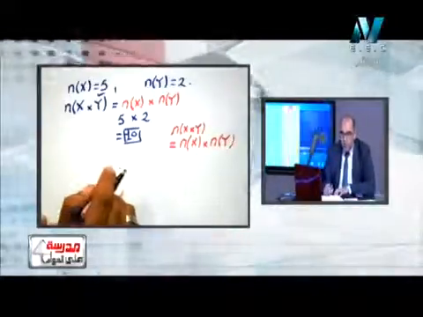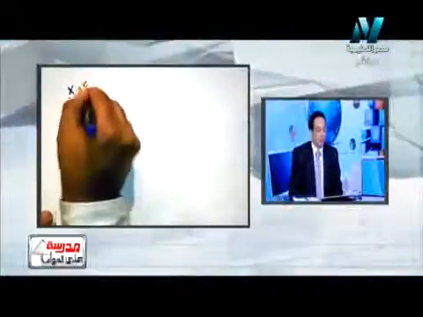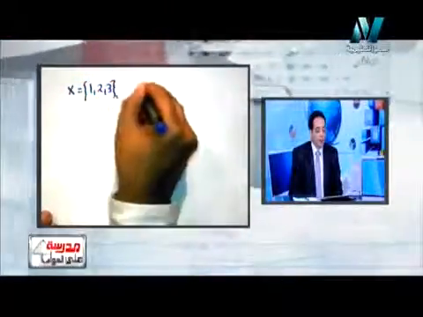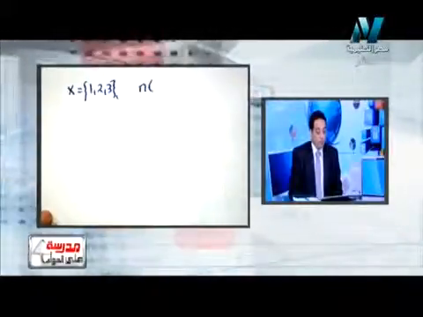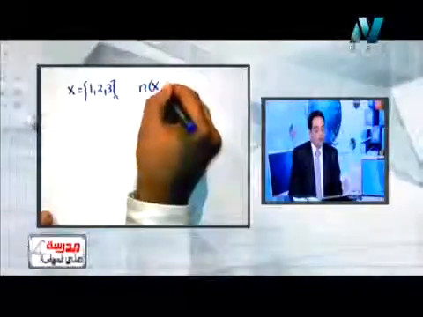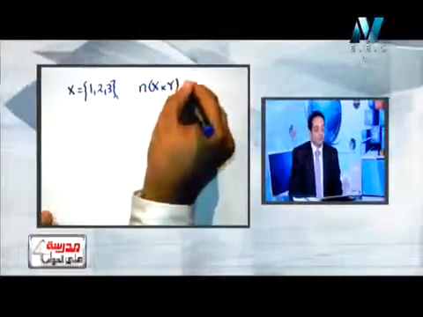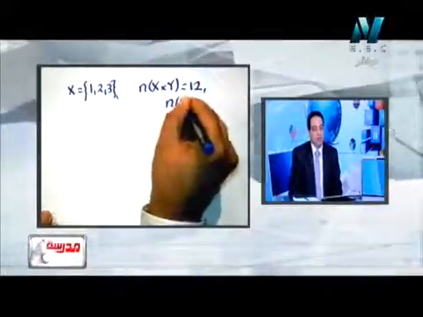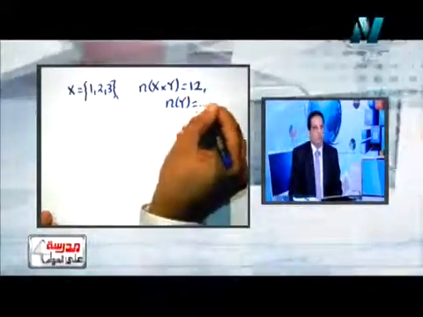Okay. If X equals the set of 1, 2, and 3, and n of X product Y equals 12, then n of Y equals what?